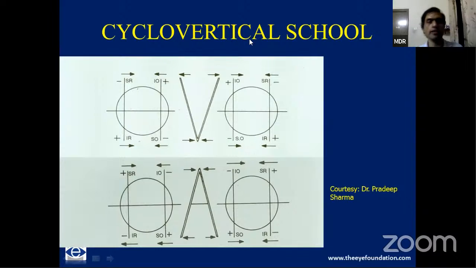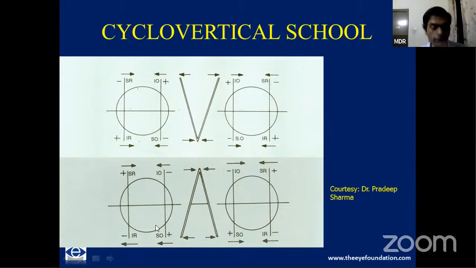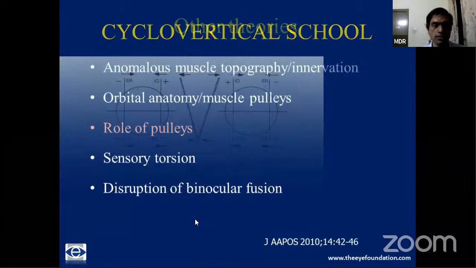Then there was the cyclovertical school of thought, which said that inferior obliques and inferior recti overact together. Inferior oblique overacts in up gaze, inferior recti cause adduction in down gaze, and these together would cause a V pattern. Likewise, superior oblique would cause more divergence in down gaze and superior recti more adduction in up gaze, and this would cause an A pattern strabismus.